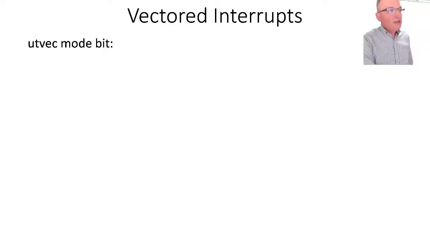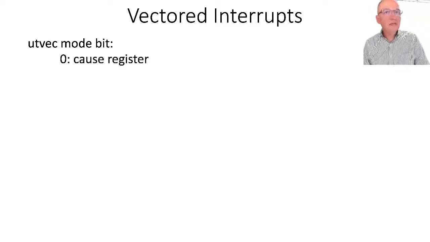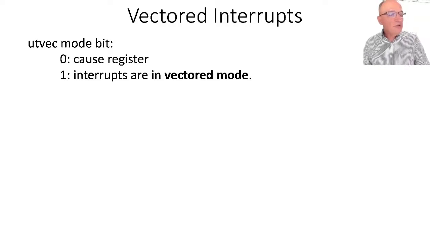In the vector interrupts, what happens is that there is a mode bit in the UTVEC. If the mode bit is 0, then we're going to use the cause register. If the mode bit is 1, then the interrupts will be in vector mode.